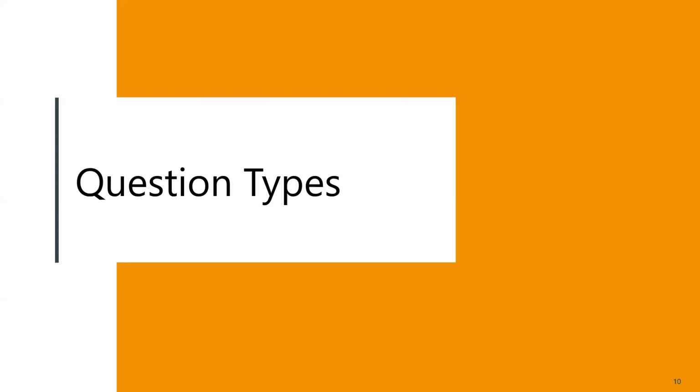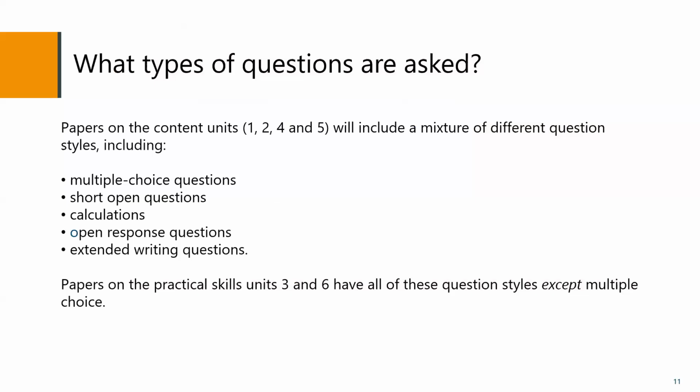So let's have a look at examples of those question types. We mentioned those different types of questions. We'll just look at 1 or 2 examples of each one. So the next 5 slides show examples of these 5 categories of questions: multiple choice, short open, calculations, open response, and extended writing questions. Remember, papers on the practical skills units 3 and 6 have all of these 5 question styles except multiple choice. So just the last 4.